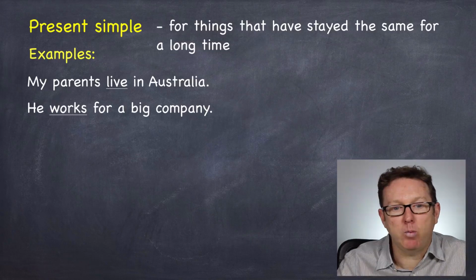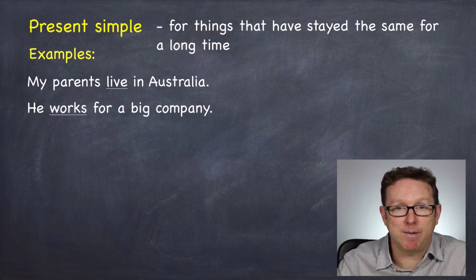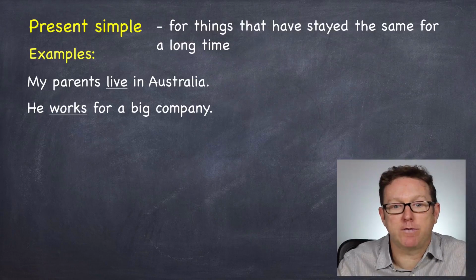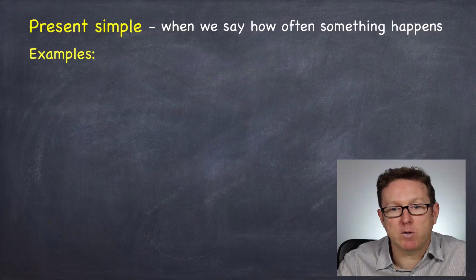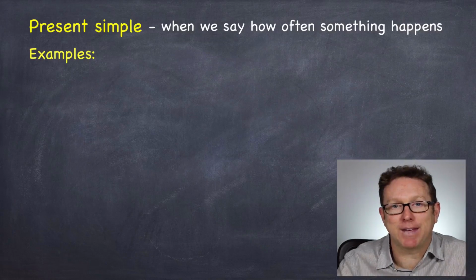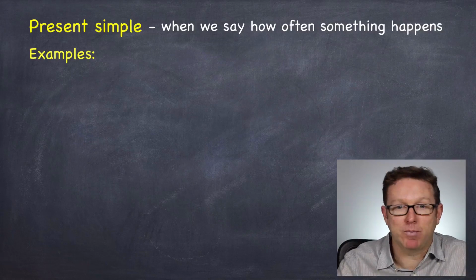Another example, he works for a big company. He's been there for a long time. It's a general fact. He works for a big company. Now the next example here is when we say how often something happens. We use the present simple.